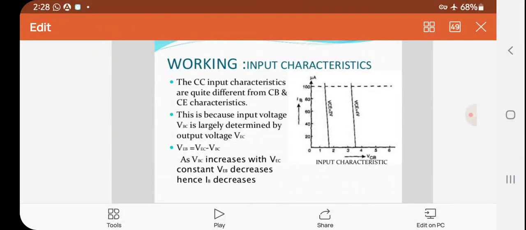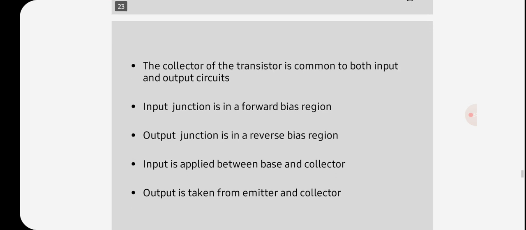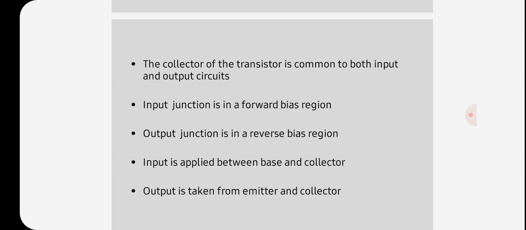So, this is about the common collector input and output characteristics. The collector of the transistor is common to both input and output circuits. The input junction is in a forward bias region and the output junction is in a reverse bias region. Input is applied between base and collector. The output is taken from emitter and collector.